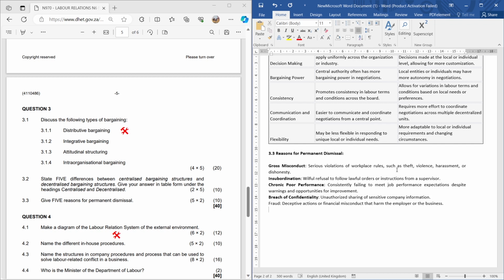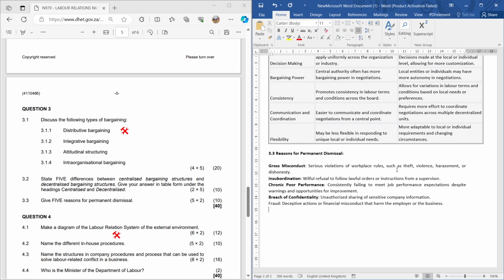And then another reason would be insubordination, right? Insubordination basically is the willful refusal to follow lawful orders or instructions from a supervisor, right? Now, with insubordination, there tends to be a confusion, right? If a supervisor is asking an employee to do a particular task that they would typically do on a daily basis, for example, and the employee refuses to carry out that task without any valid reason, that would be considered insubordination, right?